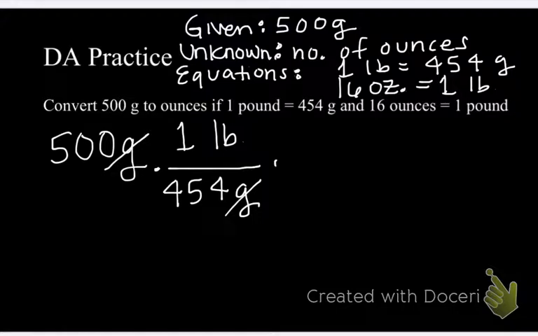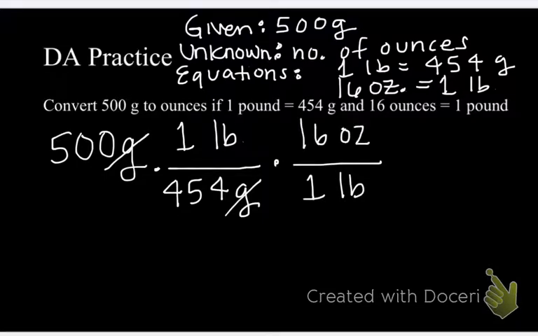Okay, next I have pounds. I want to get to ounces. I know that 1 pound is 16 ounces. So with this, the pounds cancels out. Okay, and now I'm left with my desired unit, which is ounces, which is what I wanted. So I have successfully gone from grams to ounces.